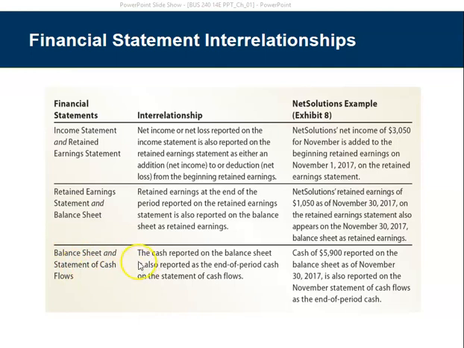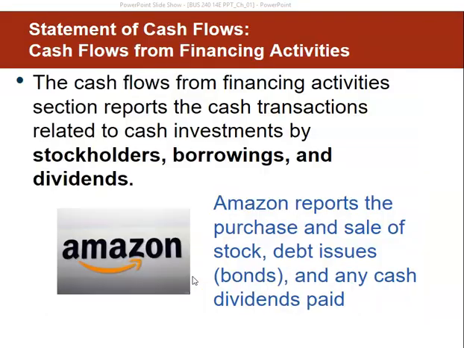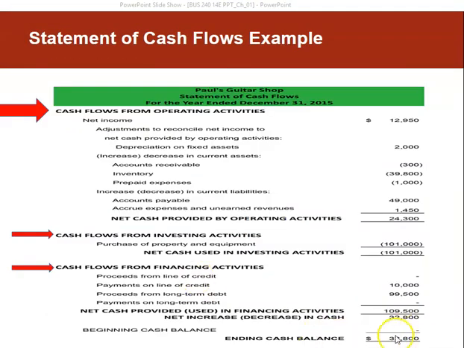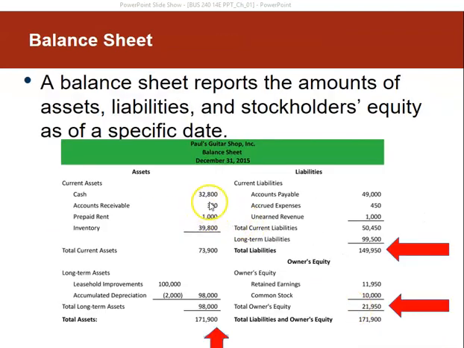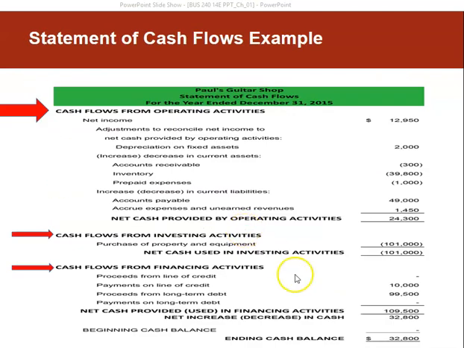And I kind of touched on this already. Hopefully you recall, it says the cash reported on the balance sheet is also reported as the end of period cash on the statement of cash flows. Let's go back and look at that. Remember, this $32,800 was our balance sheet balance right here for cash. And then our statement of cash flows shows all of our inflows and outflows for each of the three types of activities.